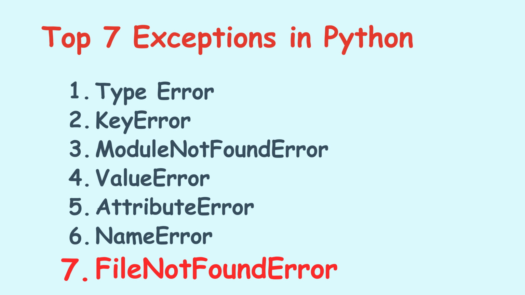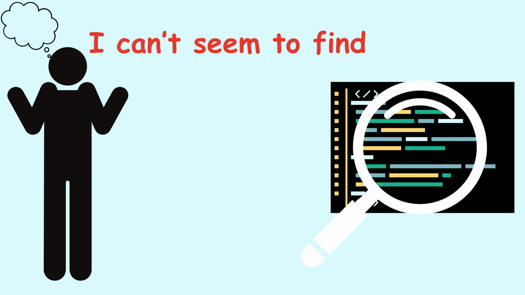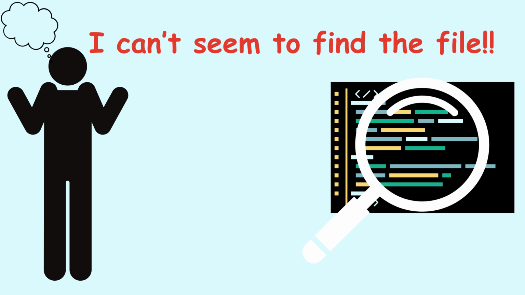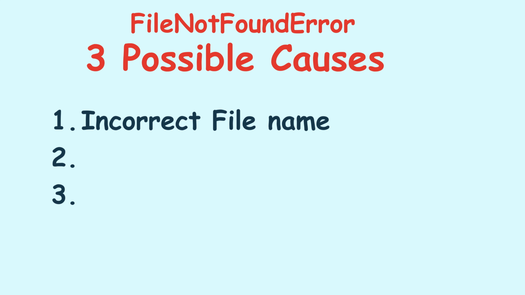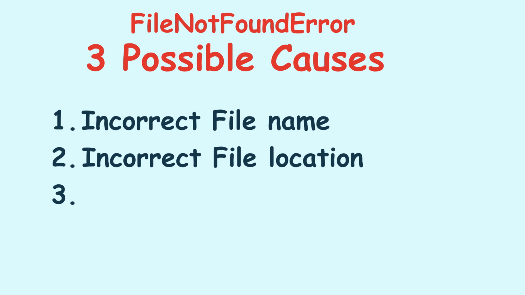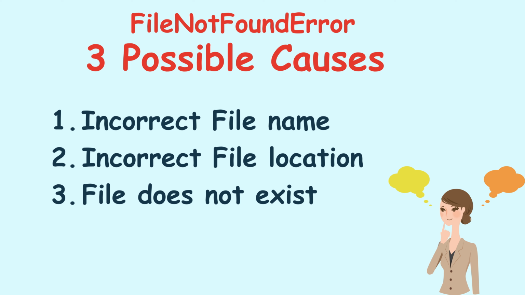Let's start with FileNotFoundError, which is ranked number 7 in our list. The obvious reason for this error is, of course, the Python interpreter could not find the file mentioned in our code. This usually happens due to one of the following 3 reasons. Either you have entered the file name incorrectly, or the file is not in the correct location, or last but not the least, there is no file. So now all you have to figure out is which one of these 3 reasons caused the file not found error in your case and fix that.